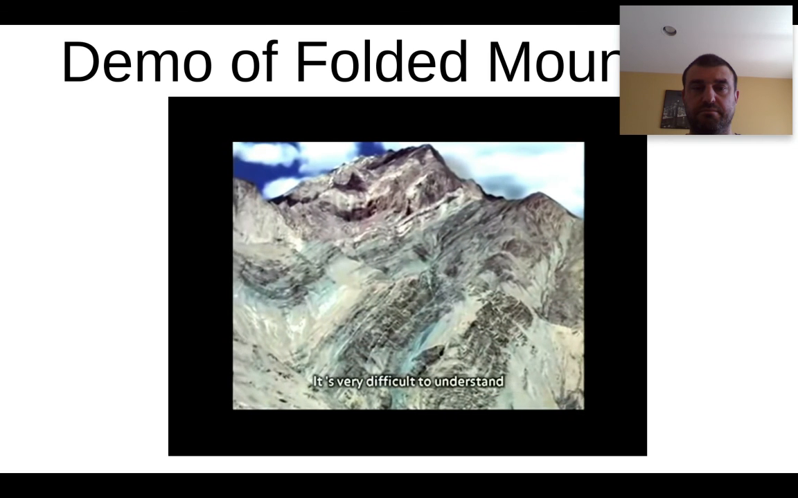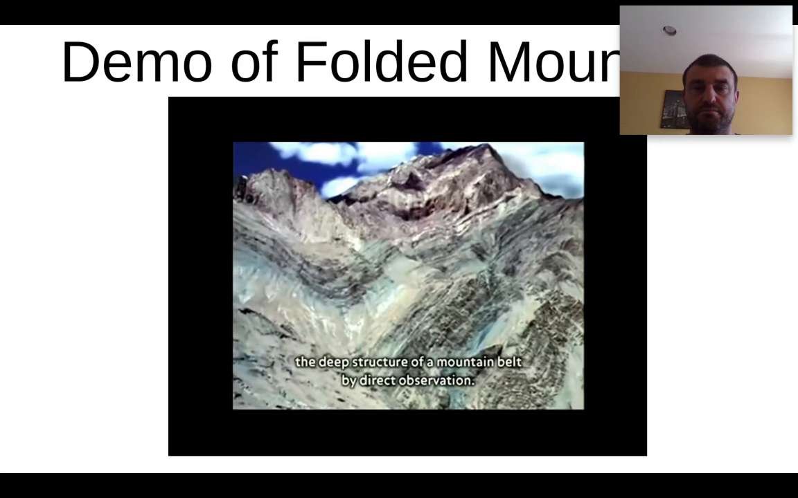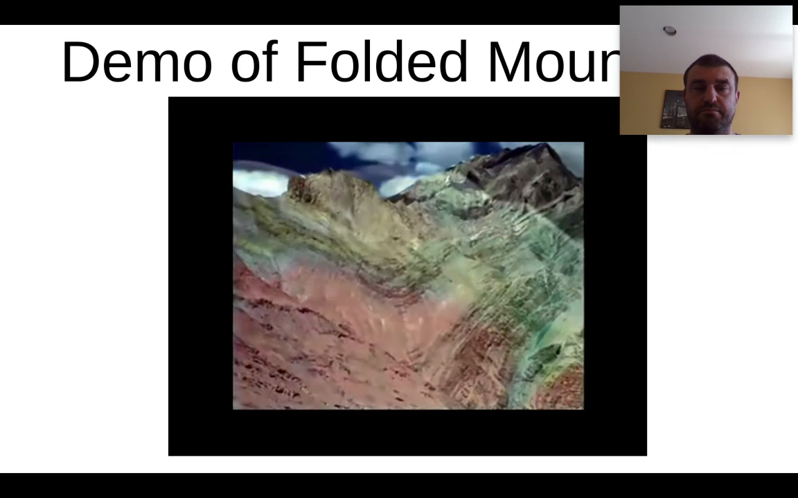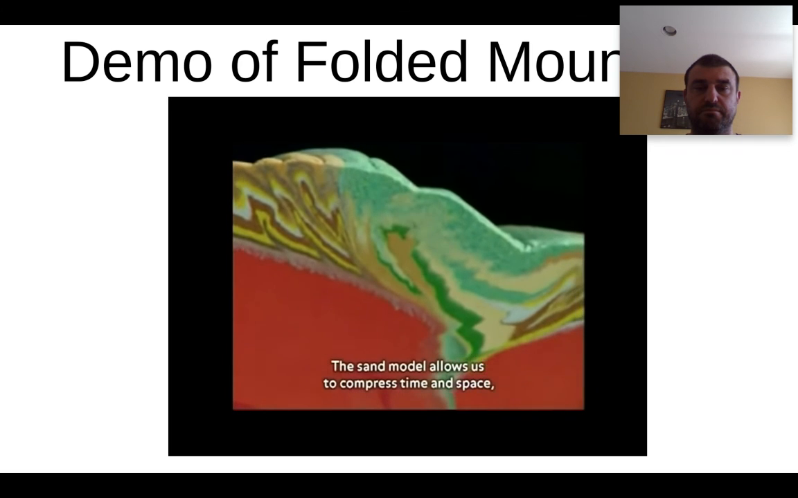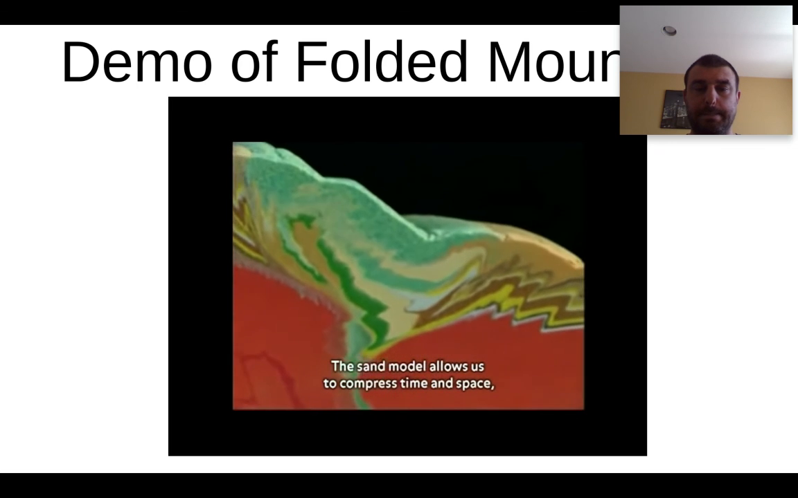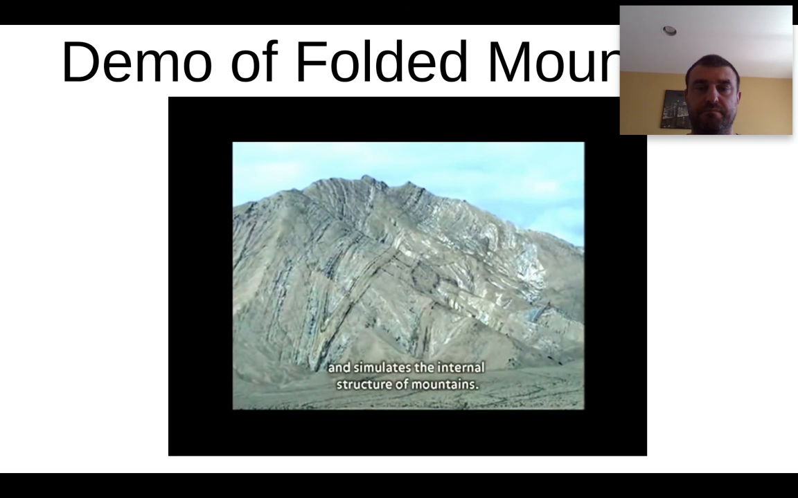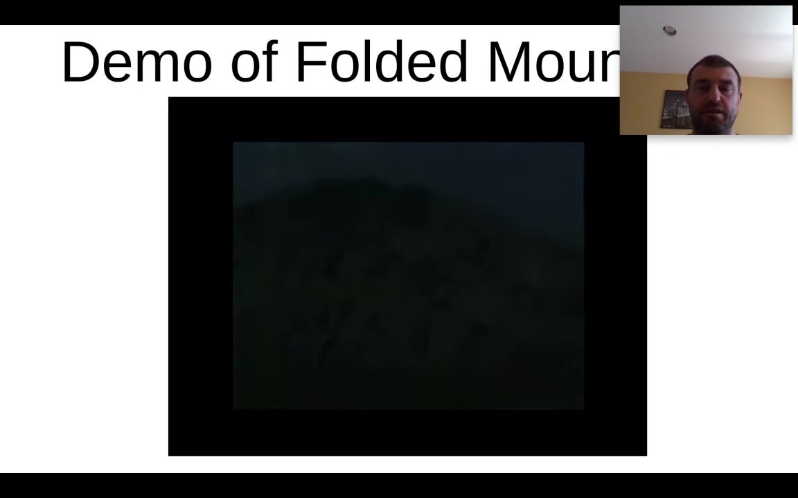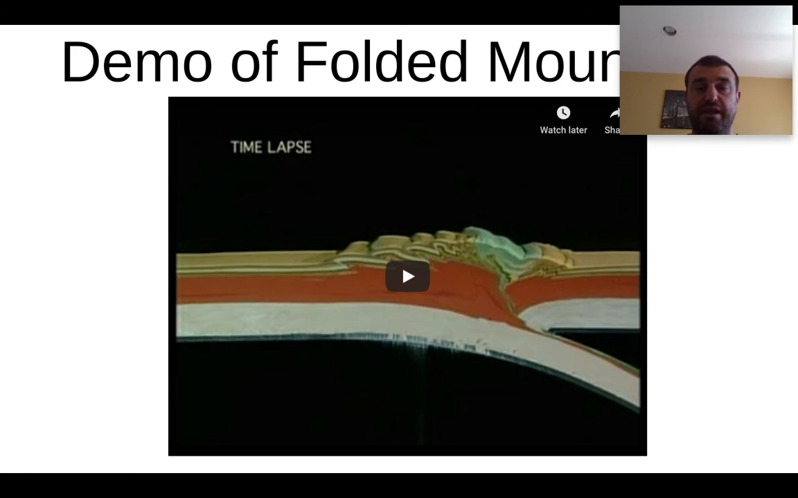It's very difficult to understand the deep structure of a mountain belt by direct observation. The sand model allows us to compress time and space and simulates the internal structure of mountains. Okay, so I think that model was very good. They actually poured all these different color sands in this huge kind of water table in a way. And then they compressed it, making it fold, really demonstrating how mountains can form and why they're folded.